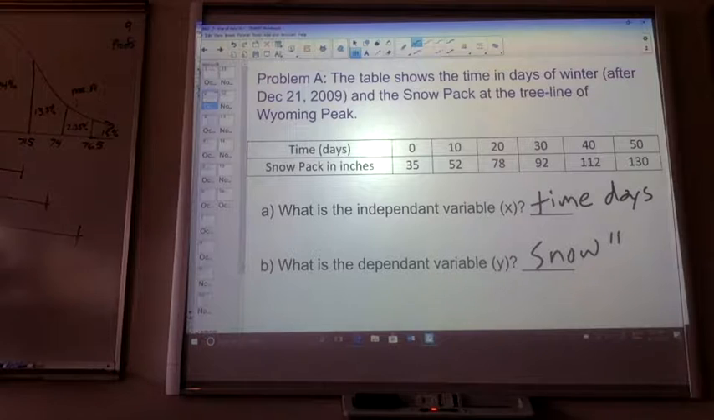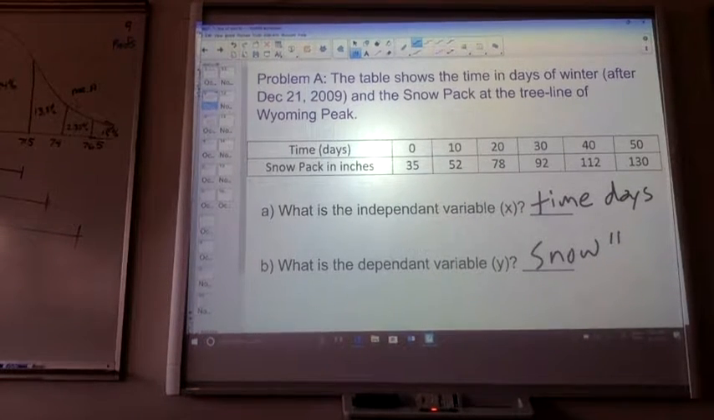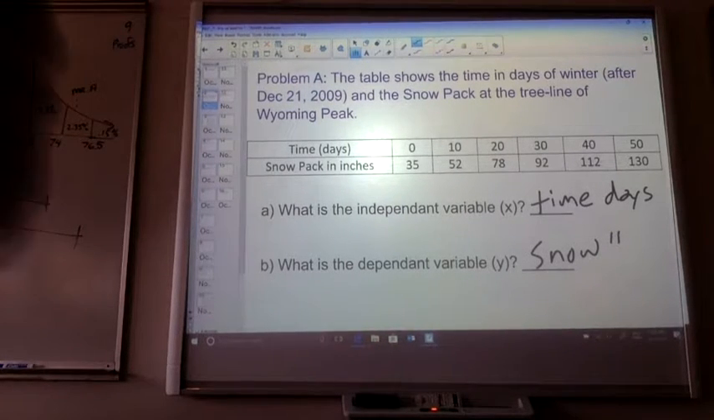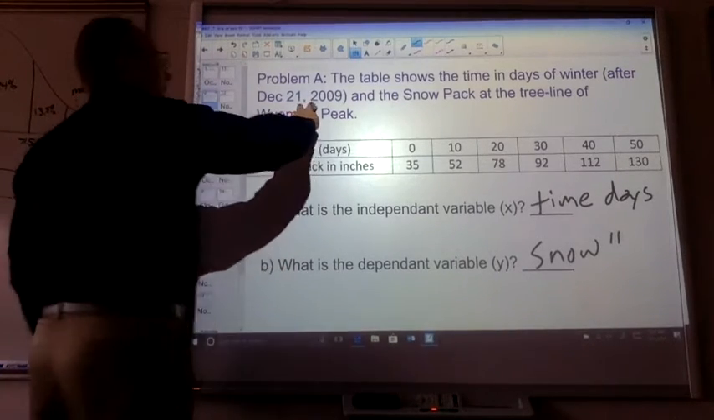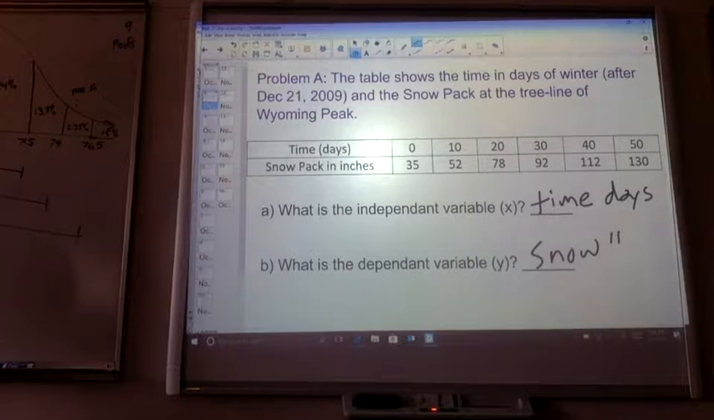So, is this time in days starting at the beginning of the time when the Earth just happened? No. December 21st, 2009. Okay? So this means something here. Okay? So let's move forward and see if we can investigate how this might go a little bit.